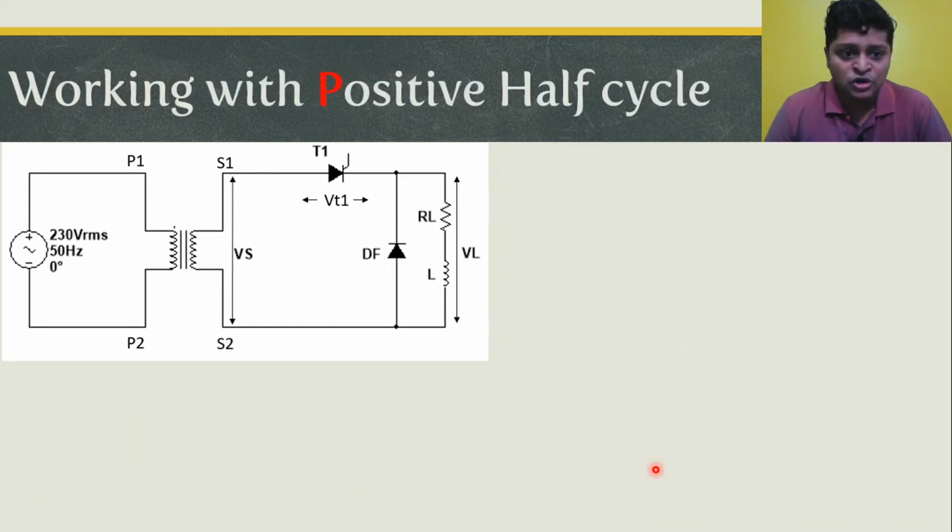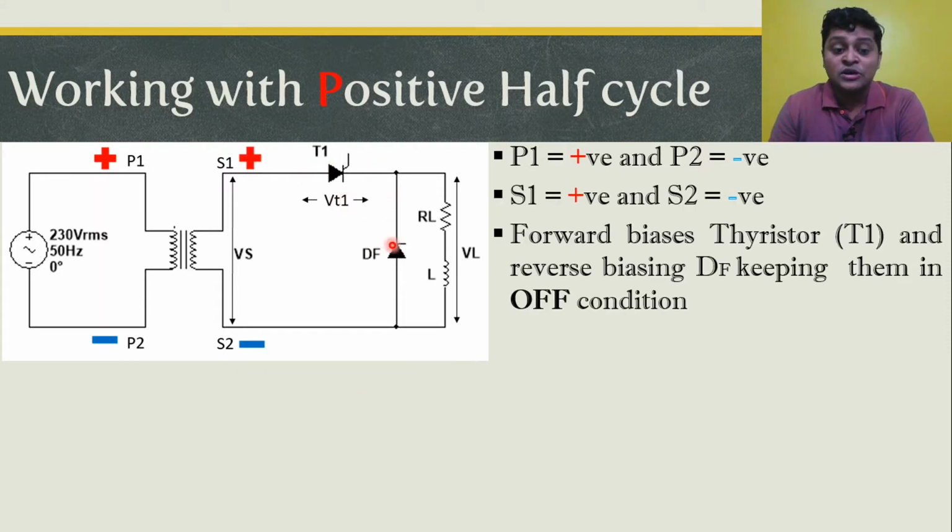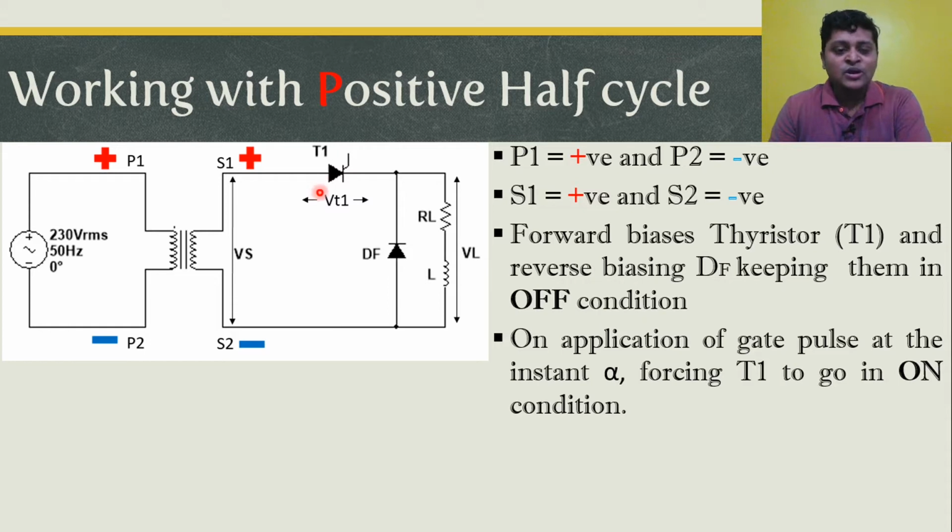Let's start with the positive half cycle. Let's say the 230 volt 50 Hz AC supply is applied, and if the positive half cycle is available, that makes P1 positive, P2 negative. This induces a voltage across the secondary, that makes S1 positive and S2 negative. This forward biases the thyristor T1 but reverse biases the freewheeling diode, but both of them remain in off condition. As the gate pulse is applied at the instant alpha, it forces T1 to go in on condition.